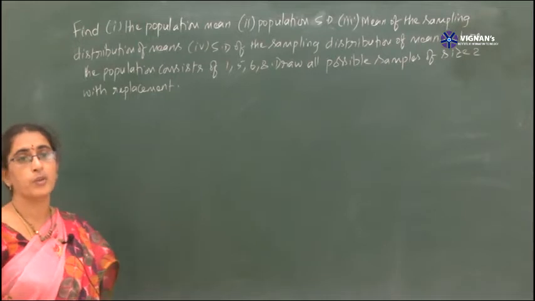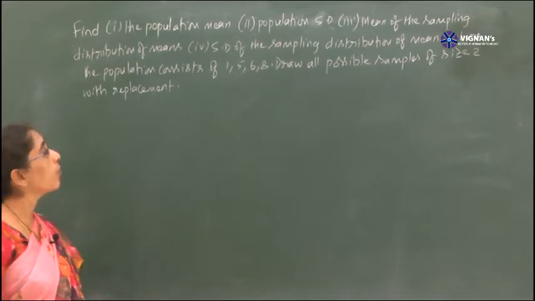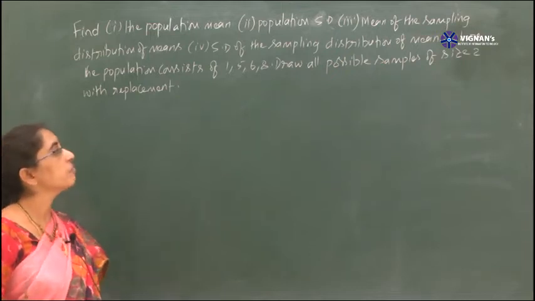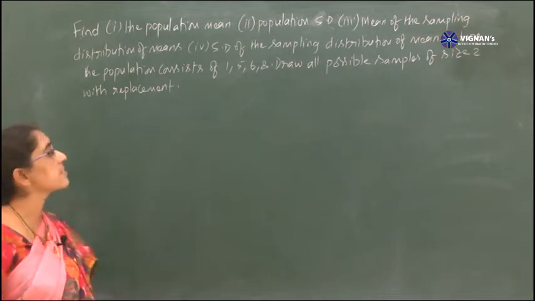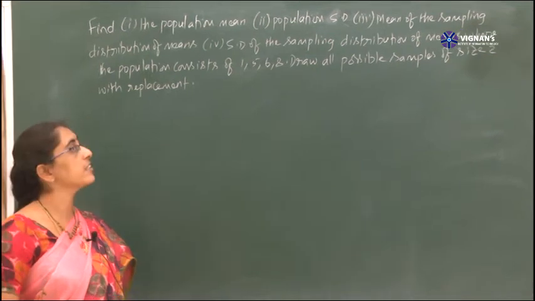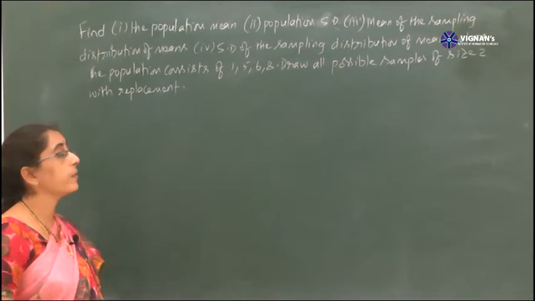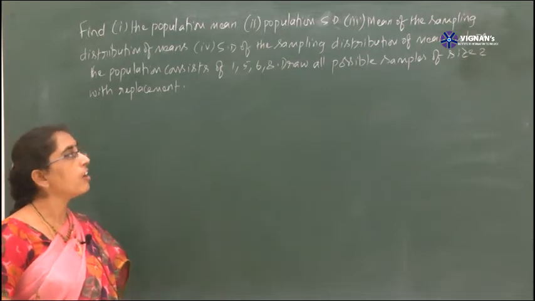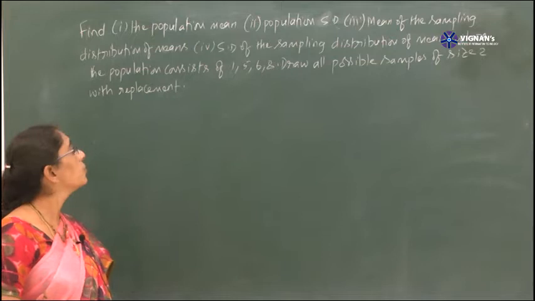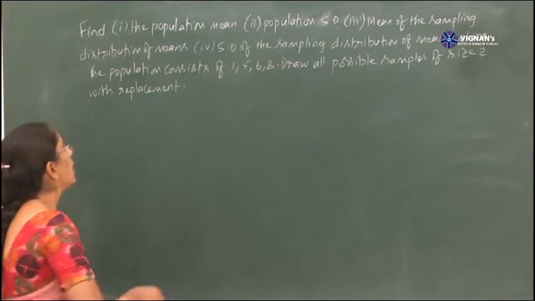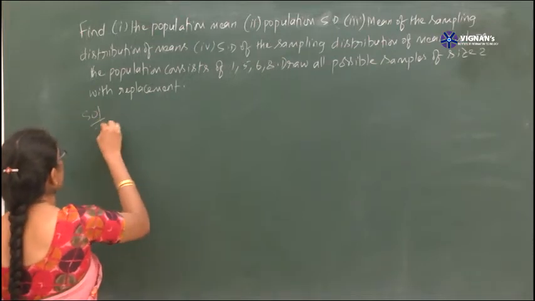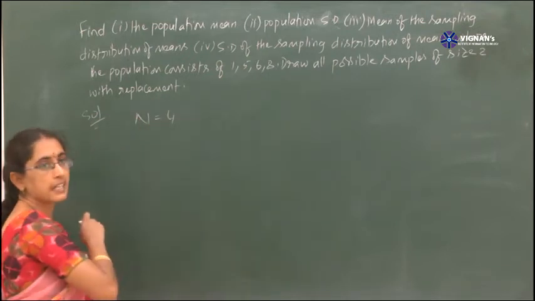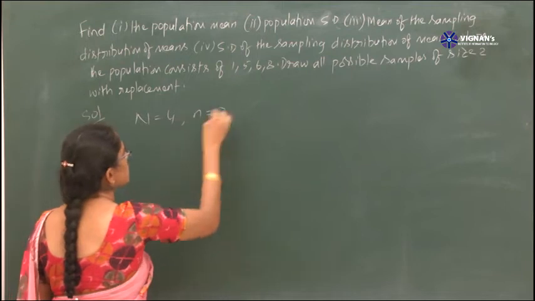So let's see one more problem, with replacement. Find the population mean, population standard deviation, mean of the sampling distribution of means, and standard deviation of the sampling distribution of means, where the population consists of 1, 5, 6, 8. Draw all possible samples of size 2 with replacement. Here also the population size is 4, so those are 1, 5, 6, 8, and the sample size is 2.